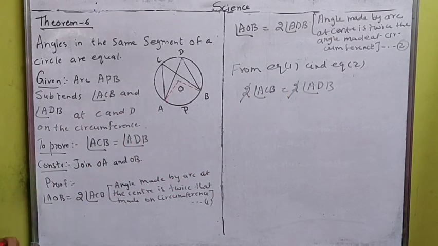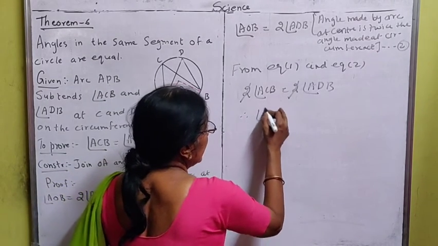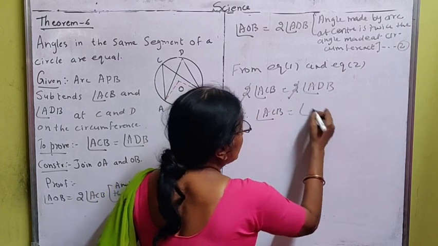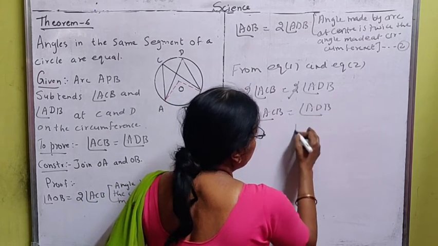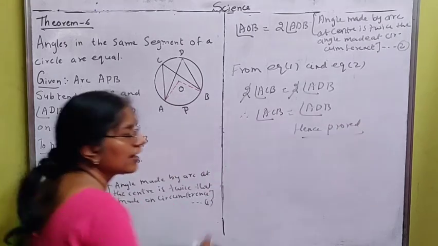Angle ACB is equal to angle ADB. That means how many angles are there in the same segment? All the angles will be equal. So therefore, angle ACB is equal to angle ADB. Hence proved. So you have proved your theorem.